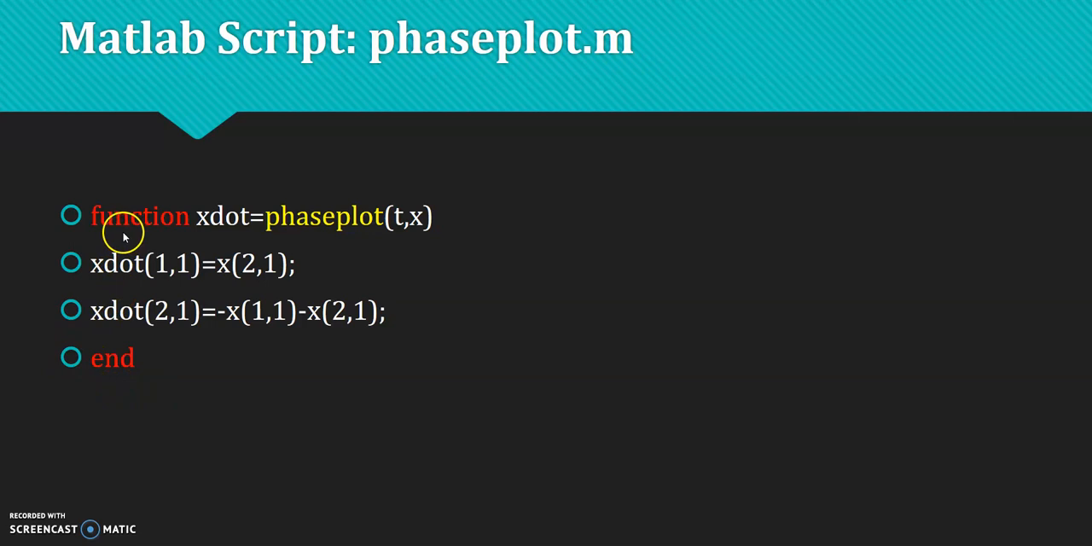Please do remember, if I am using the function command in MATLAB, whatever name we assign here, the same name should be used for this .m file. So if I write abcd here and save this .m file, it should be abcd.m. It says that if I give the input t and x, then x dot 1 is x2 and x dot 2 is minus x1 minus x2.